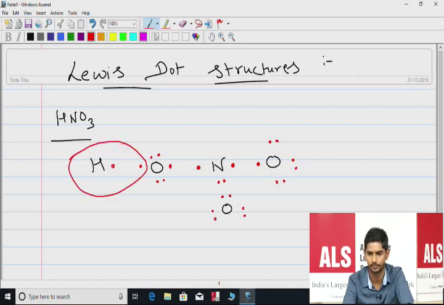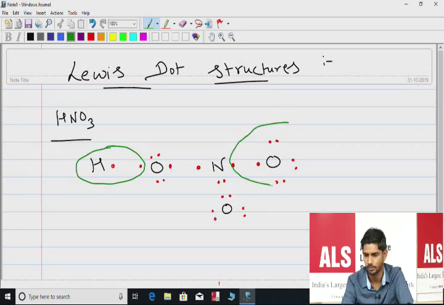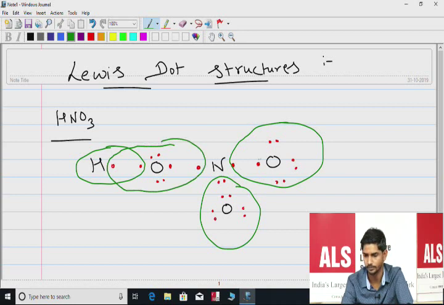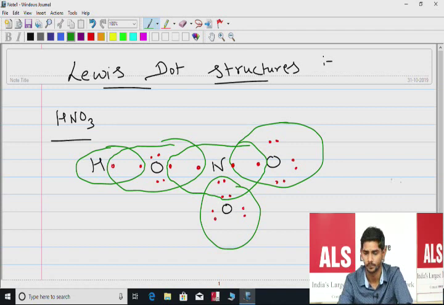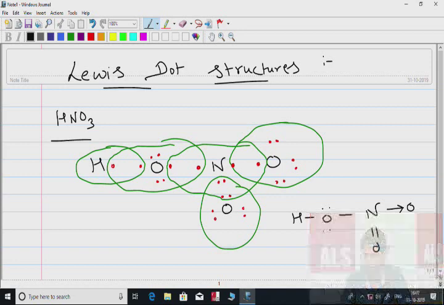Duplet. Duplet. Octet. There will be a dative bond. Octet. Octet. And then octet. Okay. Look at this structure. N, double bond O, dative and single bond.